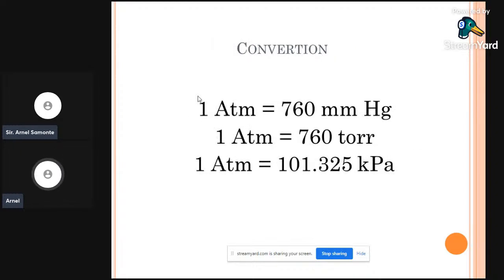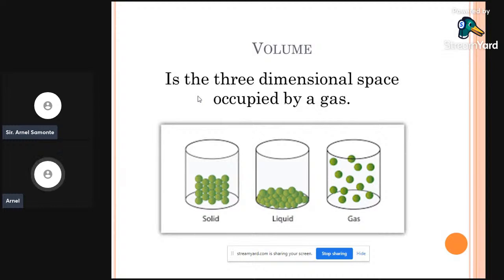So let's proceed to the conversion of pressure. 1 atm is equivalent to 760 millimeter mercury. 1 atmosphere is equivalent to 760 torr. And also 1 atmosphere is equivalent to 101.325 kilopascal. So let's proceed to the definition of volume.